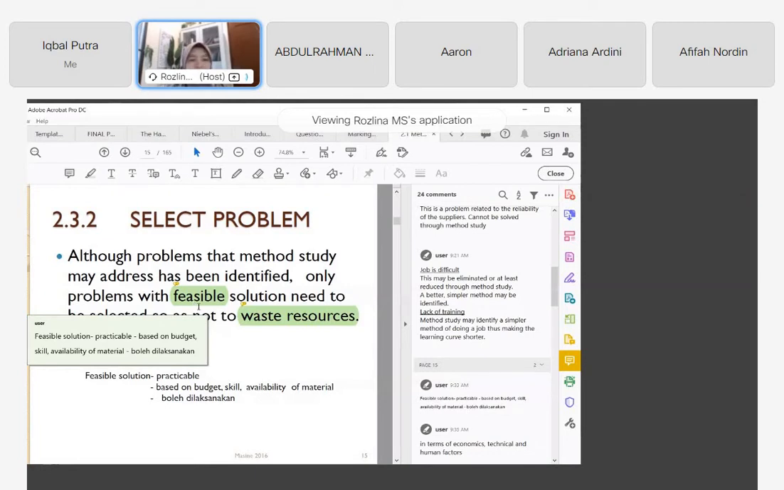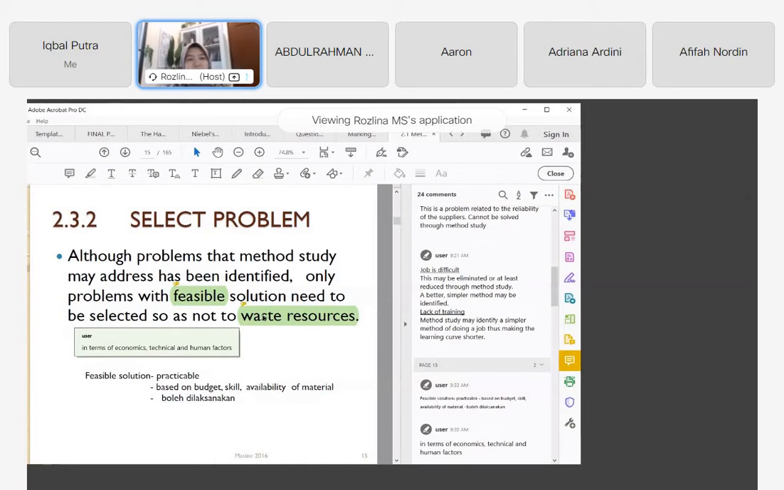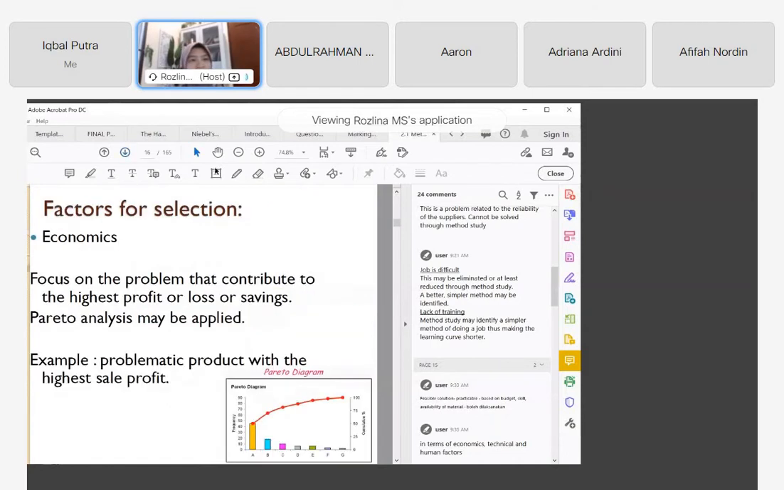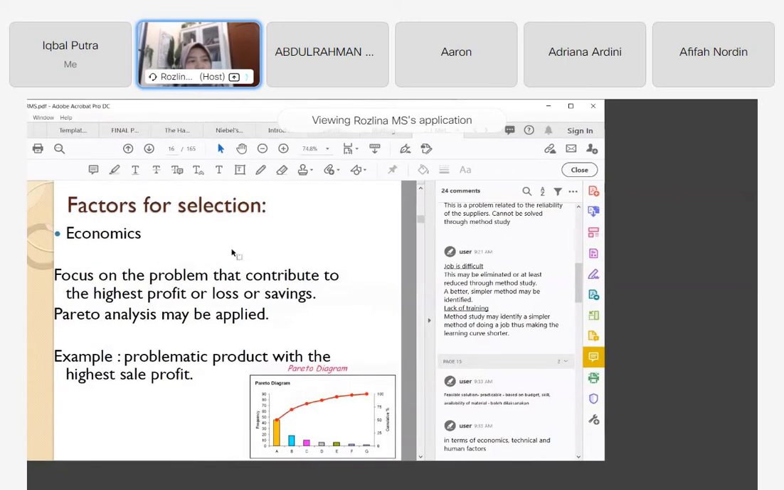Okay, waste resources. There are three categories of waste: first is economics, technical, and then human factors. Okay, we go to the first, in terms of economics. Focus on the problems that contribute to the highest profit or loss or savings.